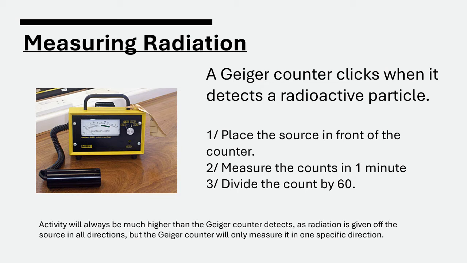Now the activity of a source is always much higher than what we pick up with the Geiger counter, and this is because the source will give off radiation in 3 dimensions. So radiation will be given off forward, backwards, to the left, to the right, but we can only place the Geiger counter in one place, and this means it can only measure the radiation going in one specific direction. So the Geiger counter will always give a lower count than the activity of the source.